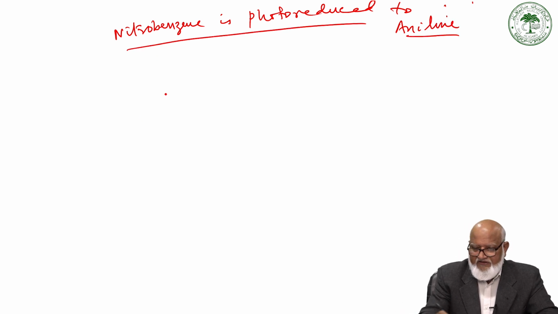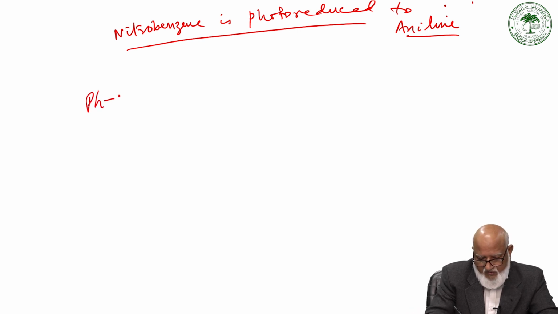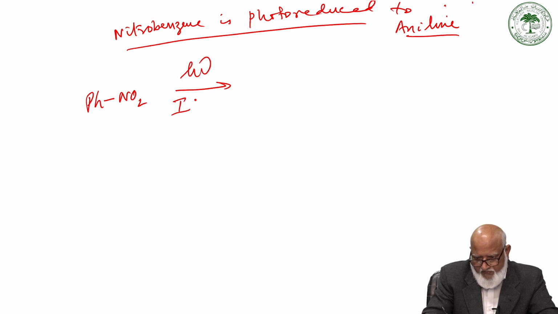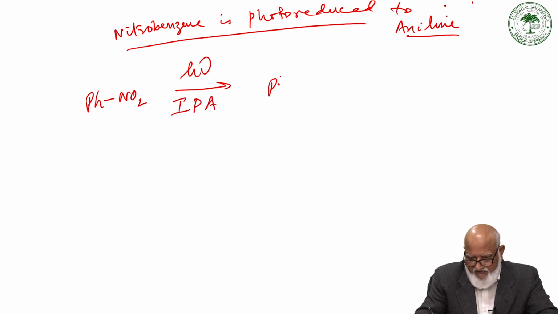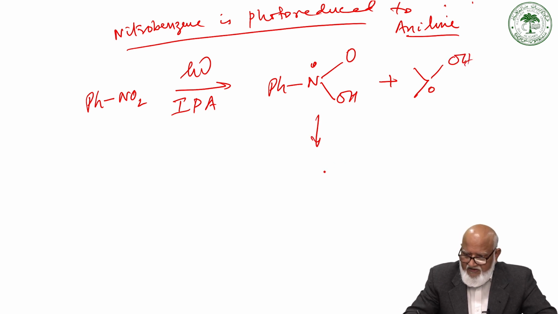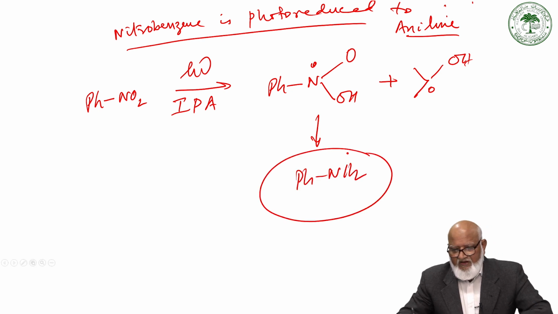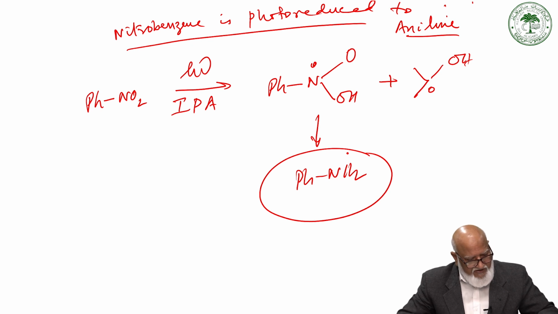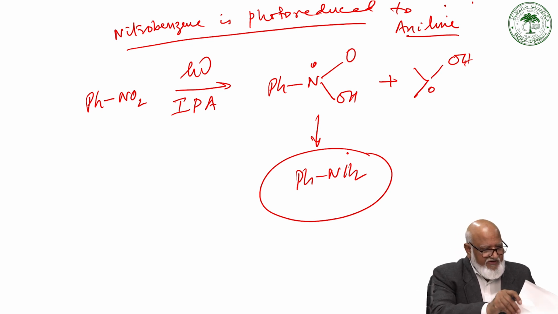So this is another example of a photoreduction of nitrogen compounds. When we have a nitrobenzene, PhNO2, under photolytic condition, the presence of isopropyl alcohol can give rise to a PhN(O)OH radical plus a ketyl radical, and this will ultimately go to aniline, PhNH2. So these reductions have also been shown in nitrogen-containing compounds.